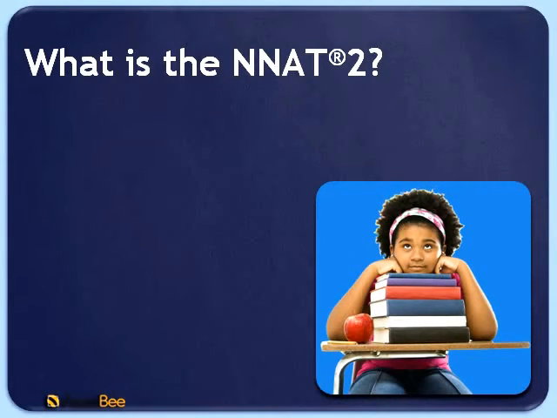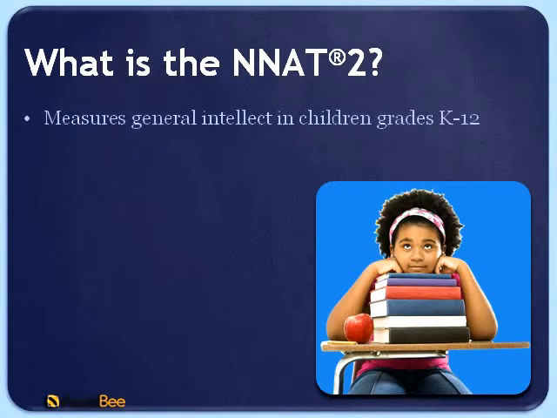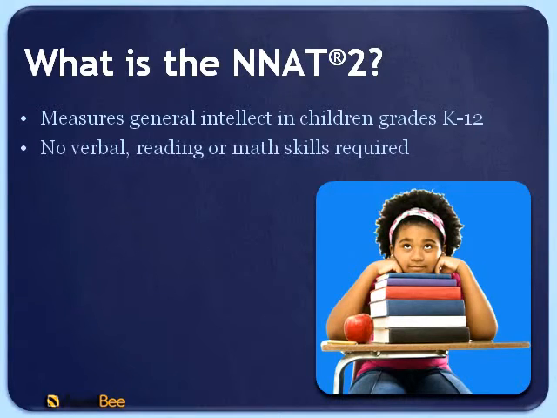The NNAT2 is the new and revised edition of the NNAT multi-level form. It's designed to measure general intellectual ability as a predictor of academic success in children in grades K through 12. It uses nonverbal methods in the form of figure matrices.